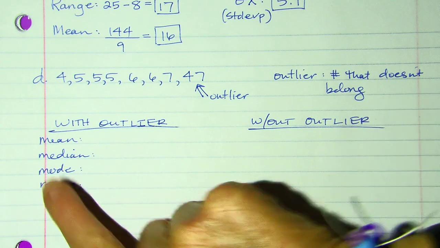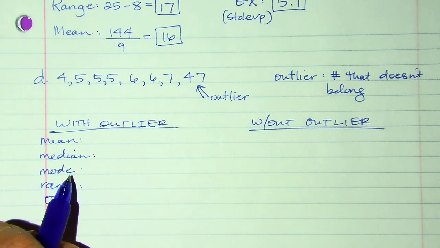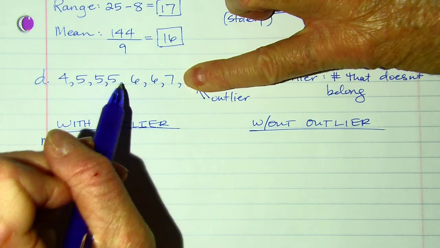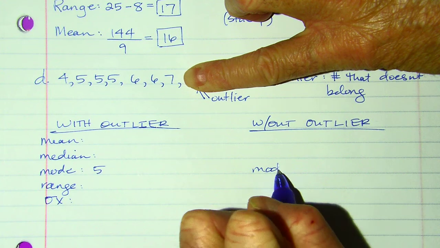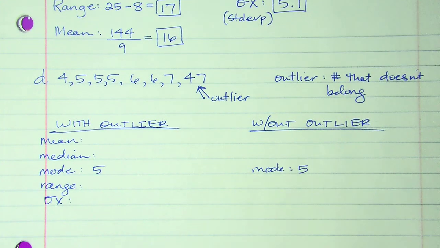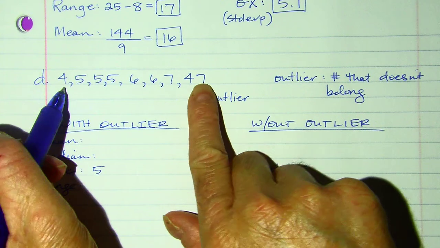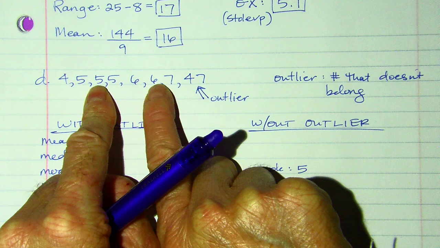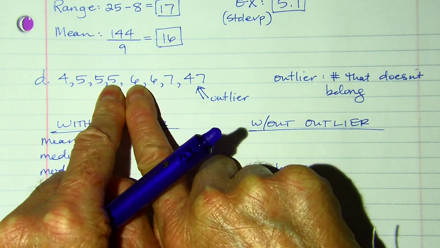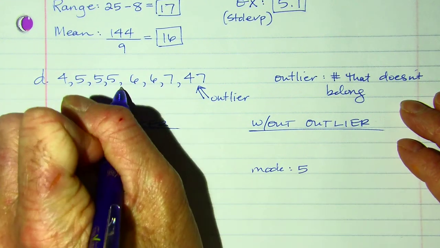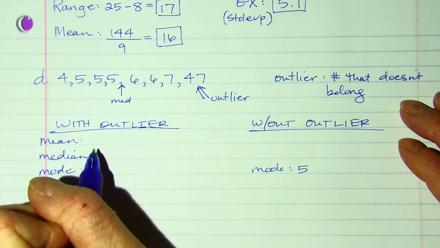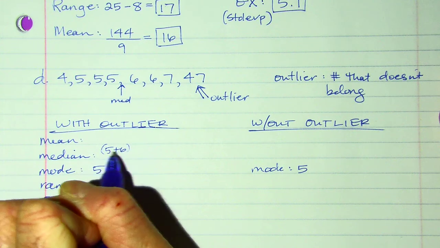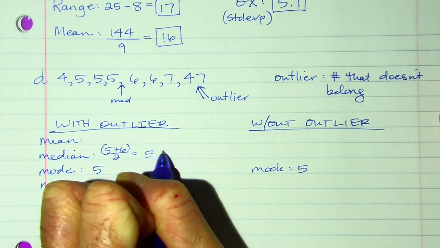So I'm going to do with outlier. Considering all of these, what is my mode? It's 5, right? And if I take out 47, my mode is 5. Okay, 5 still occurs the most often. Median, start from the outside and work your way in. So outside, 1 in, 1 in. Ooh, my middle number would be right in between here. That's with the outlier. So 5 plus 6 divided by 2 gives me 5.5.